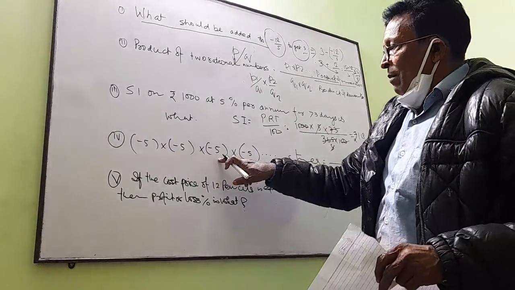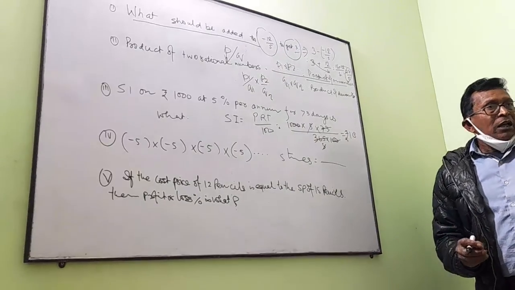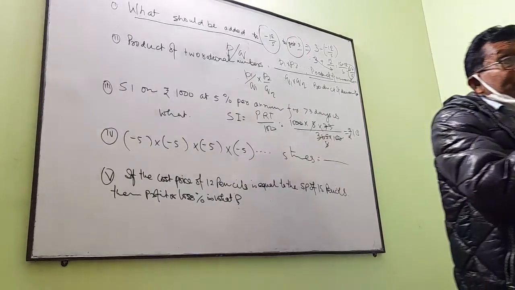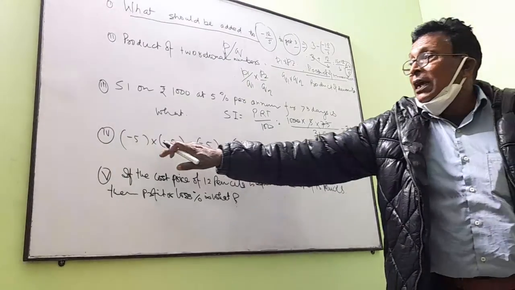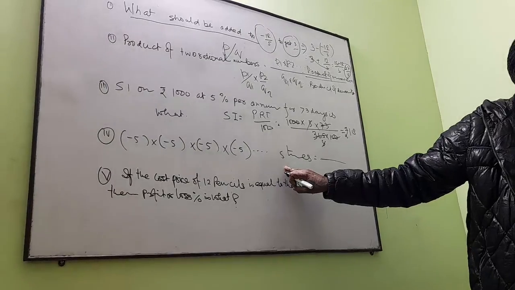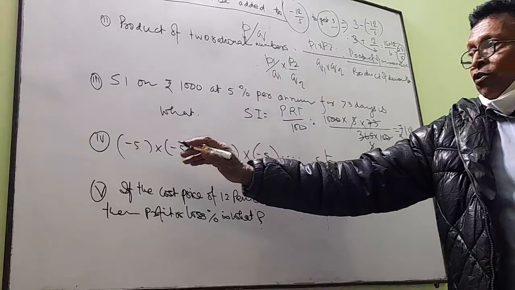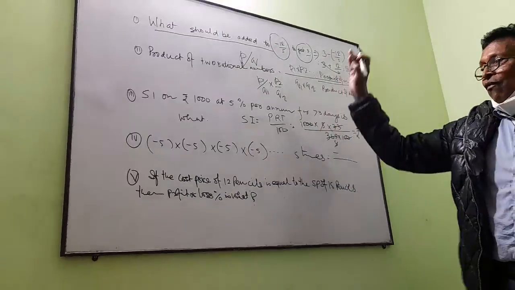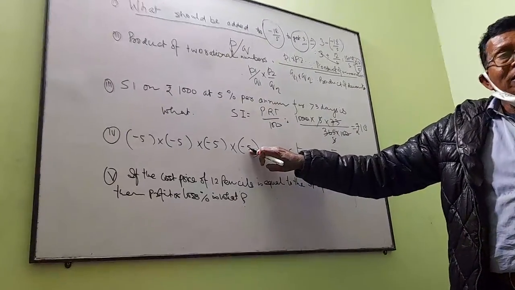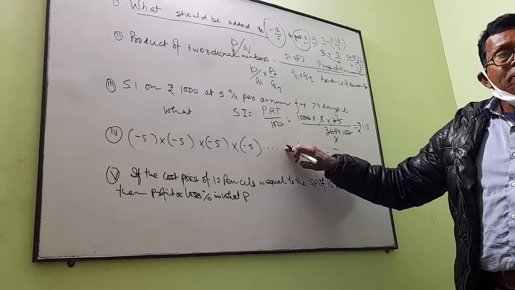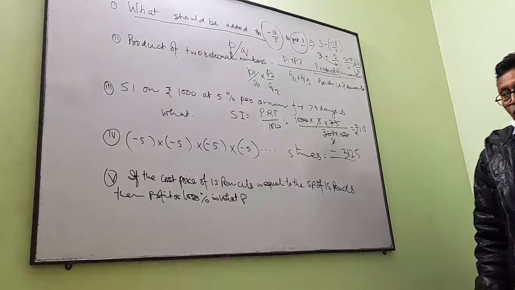Minus 5 into minus 5 into minus 5 into minus 5 into minus 5, 5 times. How much will it be? Minus 3125. First of all, you will have to focus on the number of negatives. Is 5 even or odd? Odd. So it will be minus. And simply you are to multiply 5 into 5 into 5 into 5 into 5. So 5 5s are 25, 25 5s are 125, 125 5s are 625, and 625 5s are 3125. This was the answer of this question.